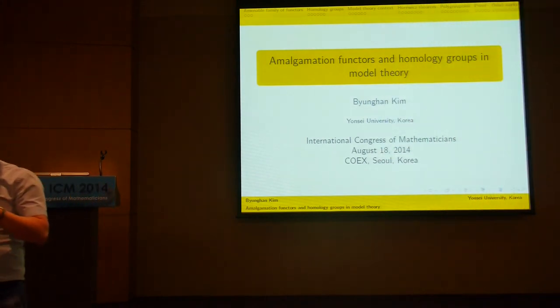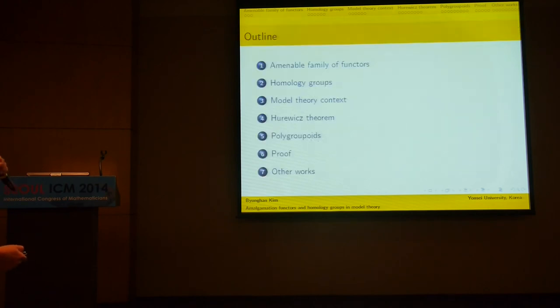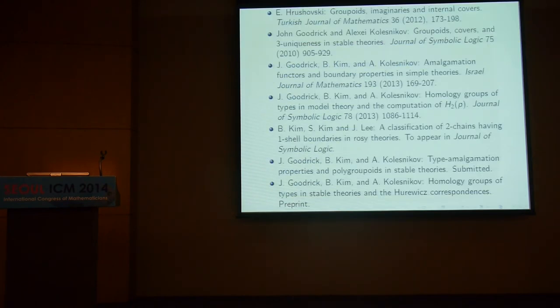Working? Yeah. Okay. And that this Congress is being held in my hometown, Seoul, is my pleasure. So let me start. Mainly, I'm going to speak about this joint work with John Goodrick and Alexei Kolesnikov. Kolesnikov is here. John Goodrick went back home. Basically, we developed the homology theory in the context of model theory. That's the main thing, including the Fraïssé correspondence.